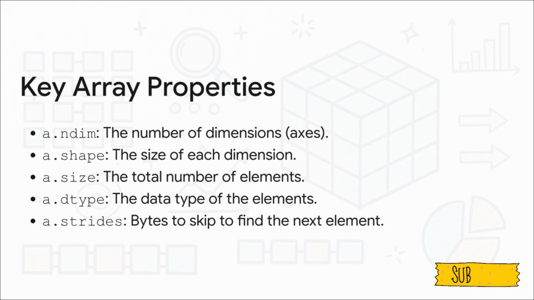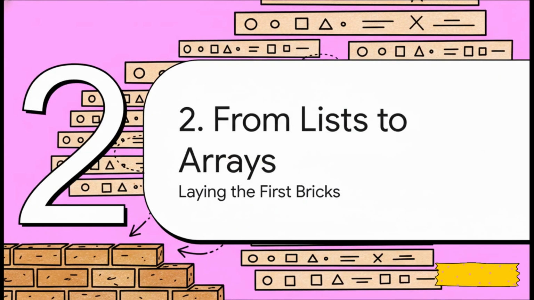But the real secret sauce, the magic, is strides. This tells NumPy exactly how many bytes to jump in memory to get to the next element. It's a super clever trick that lets NumPy do things like flip a giant matrix instantly, without actually moving a single piece of data around. All right, we've seen the blueprint.